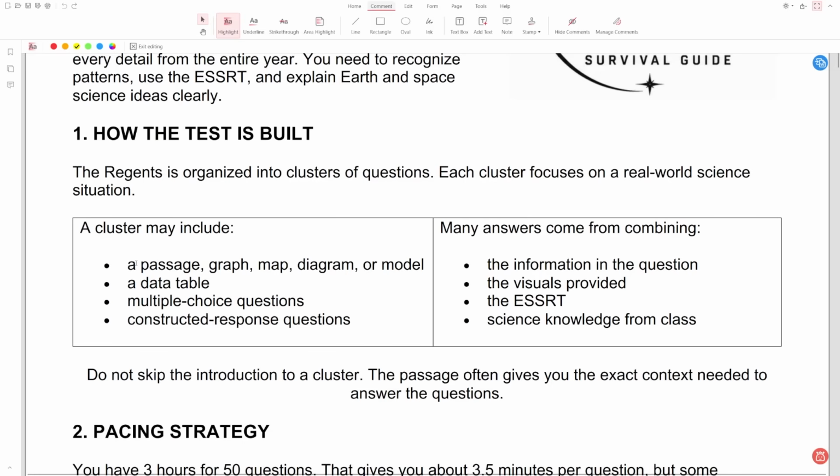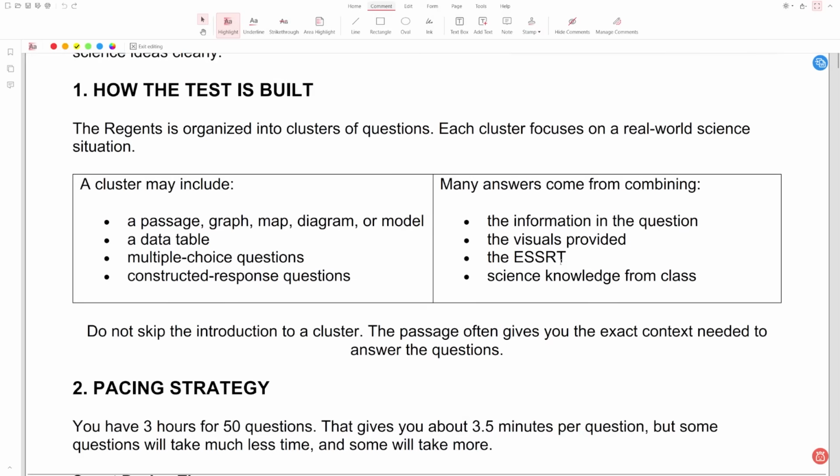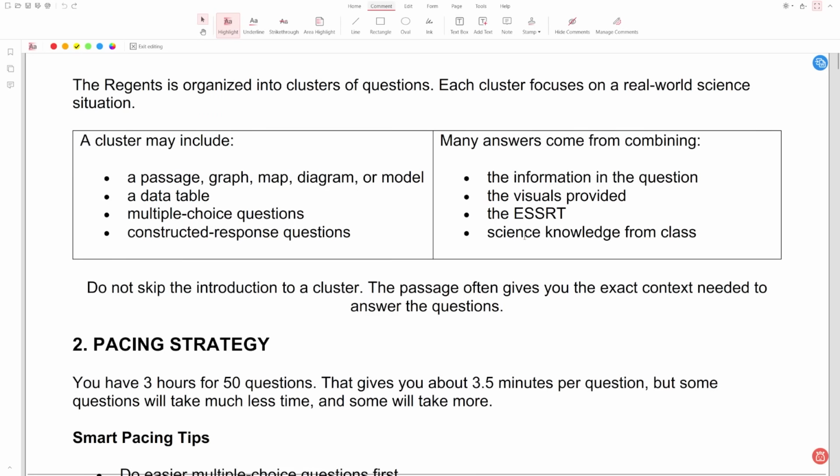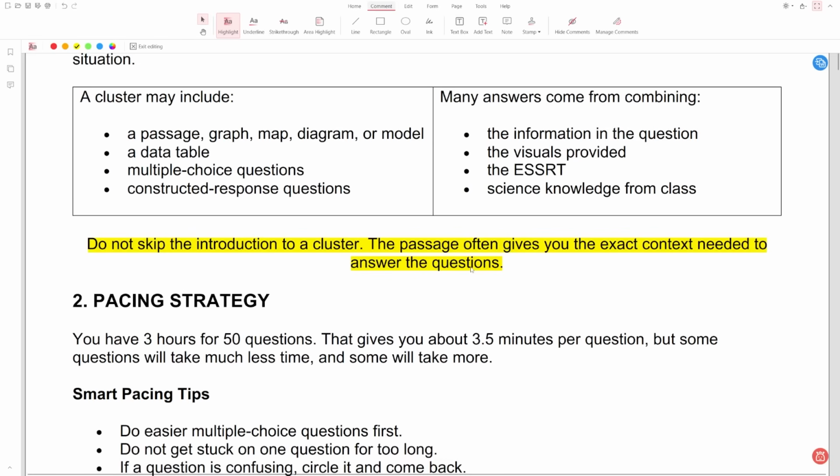So you may get a passage, a graph, a map, or a data table with multiple choice questions or a constructed response question. Many answers come from combining the information in the question, the visuals, the reference table, and obviously your science knowledge from the class. Here's something important. Do not skip the introduction to the cluster. The passage often gives you exact context needed to answer the question. So don't skip that little intro or the directions. Sometimes there's something in there that you need.